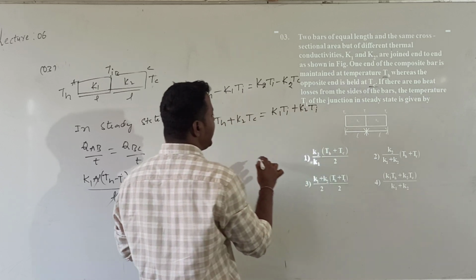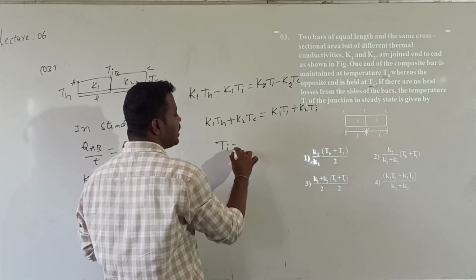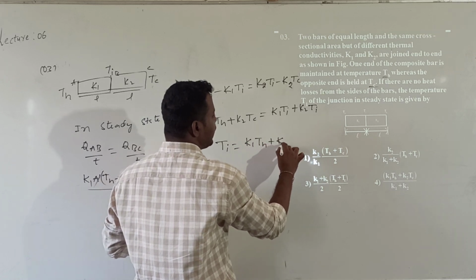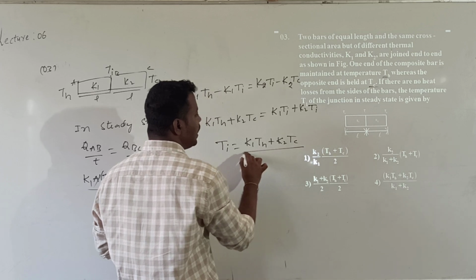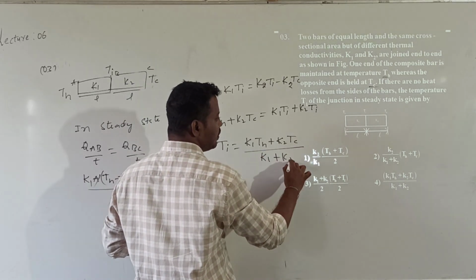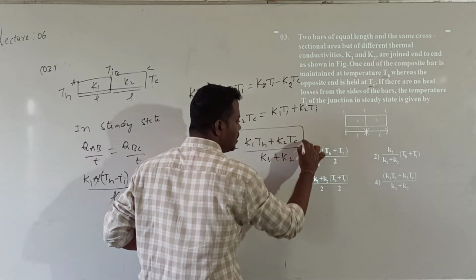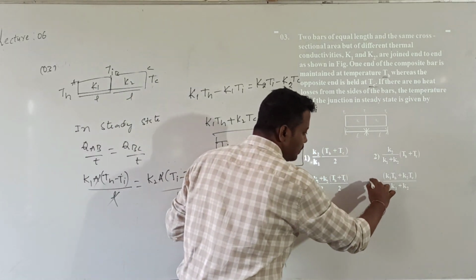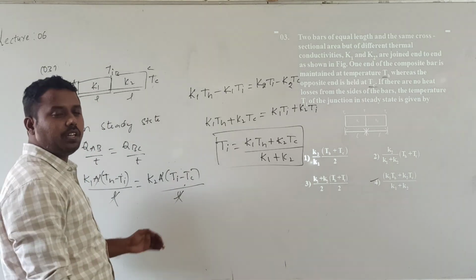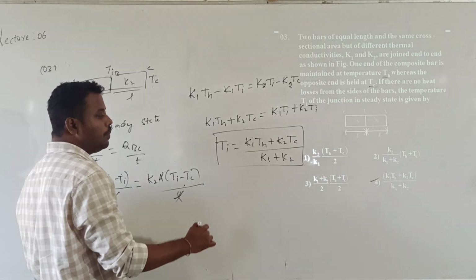So the value of Ti is given by Ti is equal to K1 into TH plus K2 into Tc, divided by K1 plus K2. Correct? So which option? Option number 4. Directly also, whenever two rods are connected in series, there is a formula.